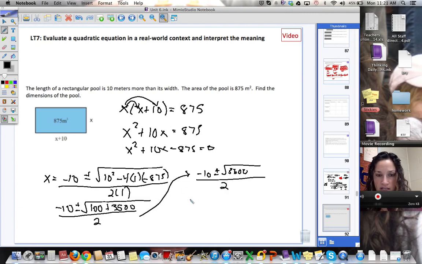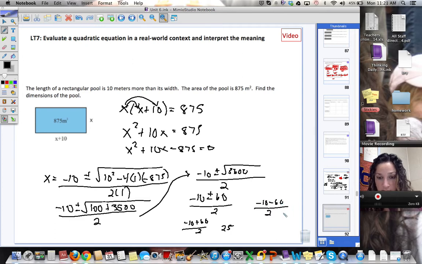So I'm going to have negative 10 plus or minus the square root of, this is going to be 60, all over 2. So then I'm going to have negative 10 plus 60 divided by 2, which is going to be 50 divided by 2, which is 25. And then I'm going to have negative 10 minus 60 divided by 2. That's going to be a negative 70 divided by 2, which is going to be a negative 35. So those are my two roots.